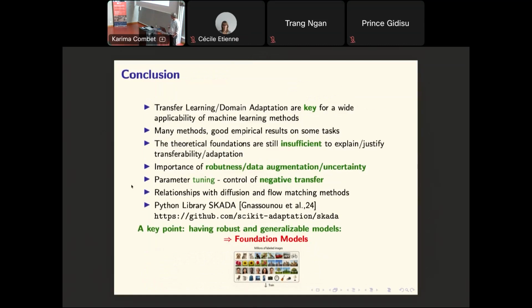You may have very good operators of the task, but the understanding of these adaptation frameworks is still insufficient to completely justify the adaptation. In particular, measuring the amount of robustness, data augmentation, uncertainty, doing some parameter tuning, negative transfer. There are also some relationships with different flow matching methods that will be presented this morning. If you want a library, you can have a look at this library. The next step to go beyond in transfer learning is to consider foundation models, where we try to have very robust models to favor adaptation, and this will be the objective of the next talk. Thank you very much.